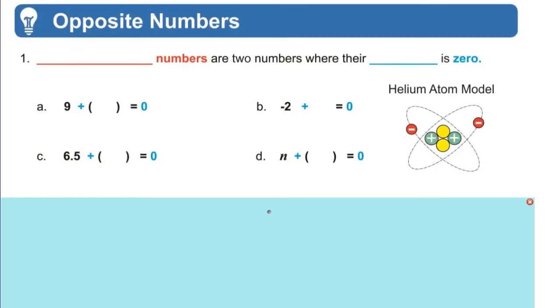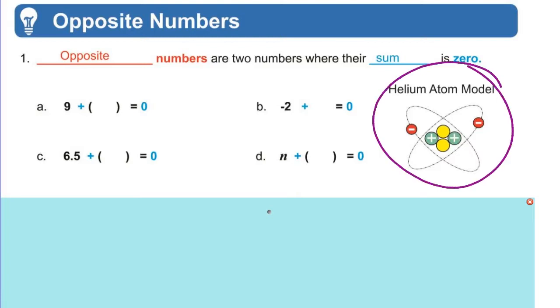All right, today's lesson is opposite numbers. And so let's begin here with number one. When you talk about opposite numbers, this is what you need to think. They are two numbers where their sum is zero. In other words, when you add them up, what's the result? It's zero.